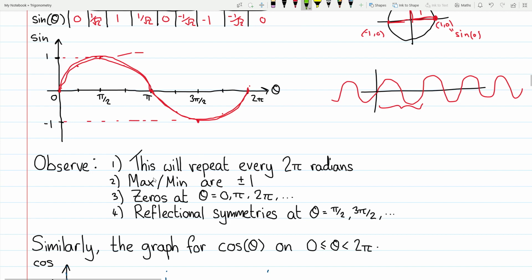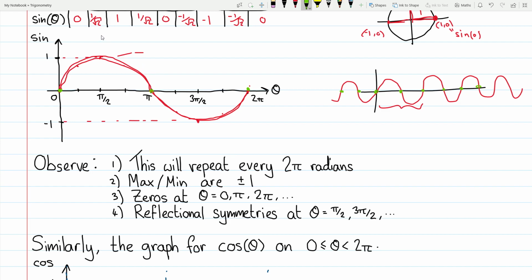We can observe that this function intersects the x-axis, but in this case our input is theta. It intersects at 0, at pi, at 2 pi, and since it repeats, we just add another pi, so that's 3 pi, 4 pi, 5 pi, and similarly negative pi and negative 2 pi. The zeros are at integer multiples of pi. And finally, we can look at something called reflectional symmetries.